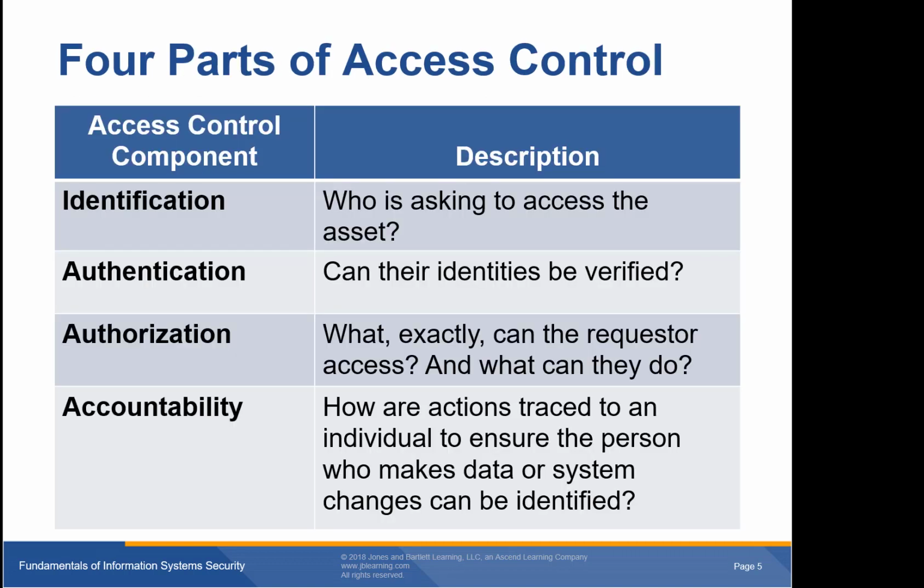Before an asset can be protected, the protector must know some information about the intended user. The four parts of access control are as follows. First, you have identification. That's who is asking to access the asset. Next is authentication. Can the requester's identity be verified? Next is authorization. What exactly can the requester access and what can they do with it? And next is accountability. How can actions be traced to an individual? We need to ensure that a person who accesses or makes changes to data or systems can be identified. This process of associating actions with users for later reporting and research is known as accountability.